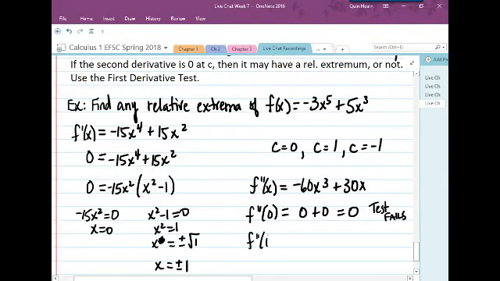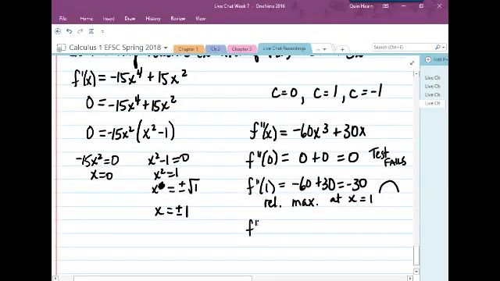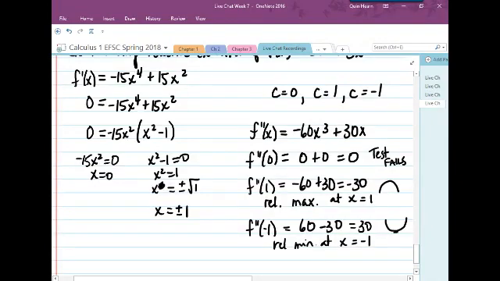F double prime of 1 is going to be negative 60 plus 30 is negative 30. This means that we have a concave down situation. So there is a relative maximum at x equals 1. F double prime of negative 1 is going to be positive 60 minus 30. So that's going to be positive 30, which means concave up. So that means that we have a relative minimum at x equals negative 1.